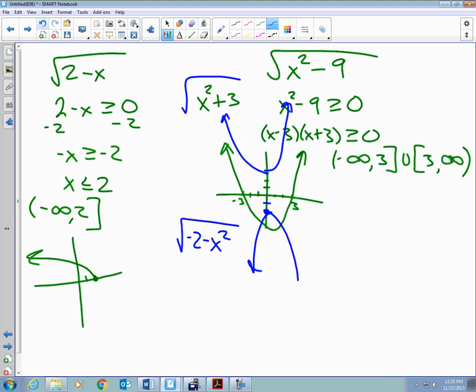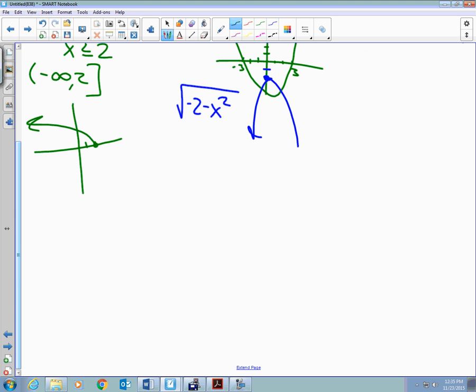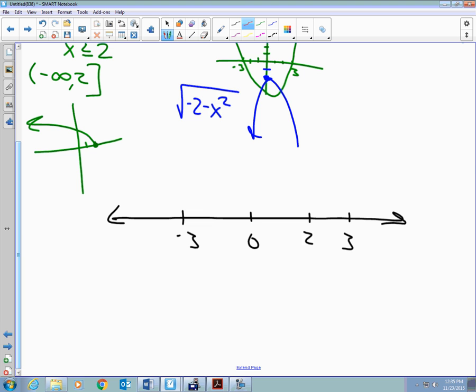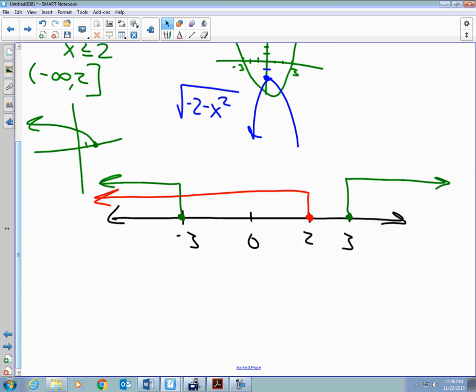Okay? So let's look at our two combined here. We need to look at the overlap. Our first domain is from negative infinity to 2, right? And our second domain is from negative infinity to -3, union with 3 to infinity. The question is, where do the two graphs overlap? And that is their domain. It's where the intersection is.